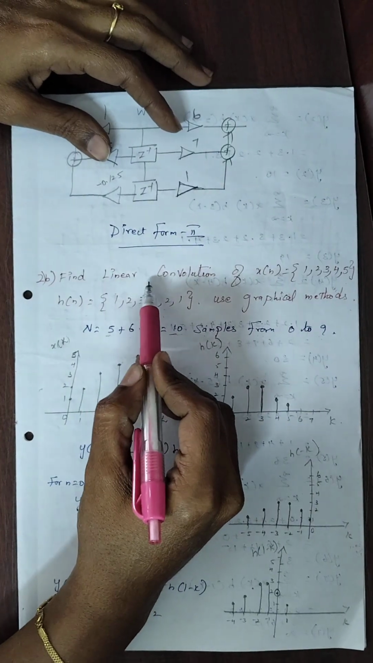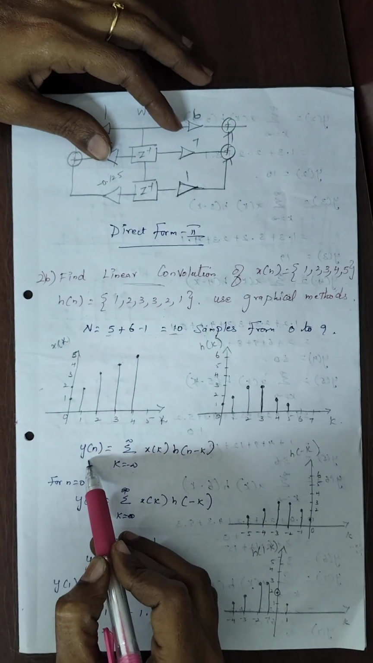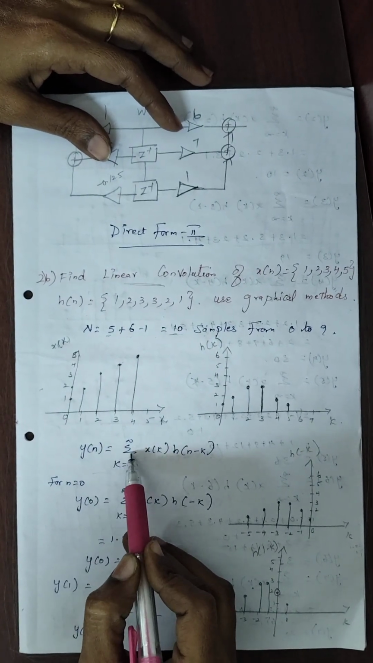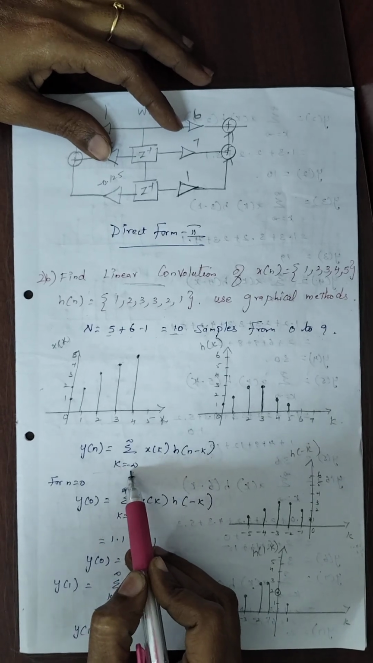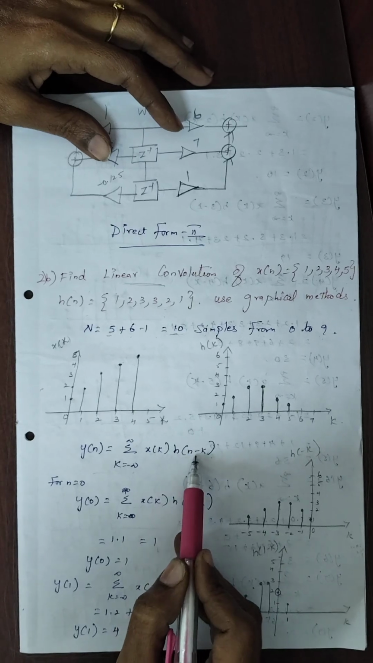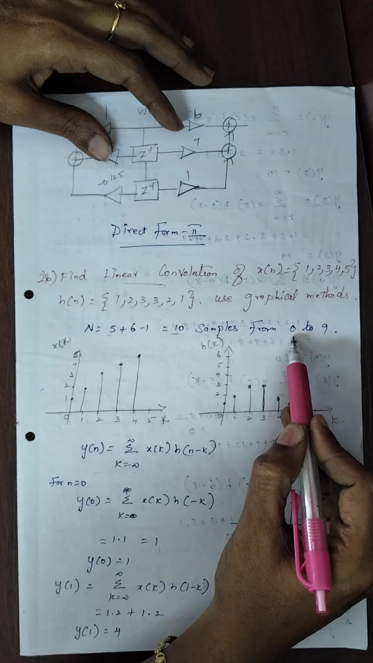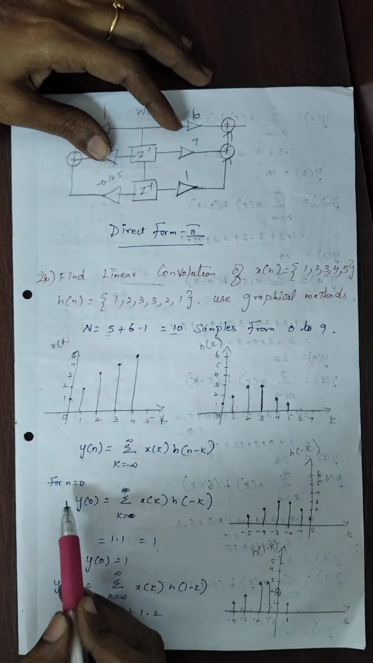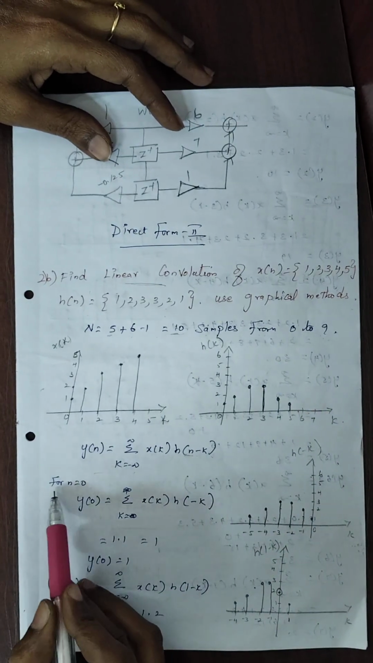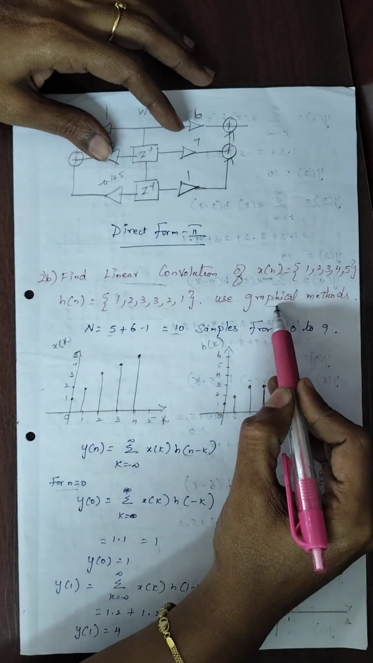We know the linear convolution formula: y of n is equal to summation k equal to minus infinity to infinity x of k h of n minus k. For n, we have to substitute from 0 to 9. So for n equal to 0, first we find it using the graphical method.